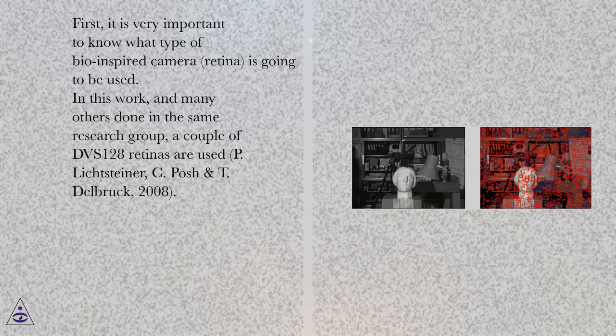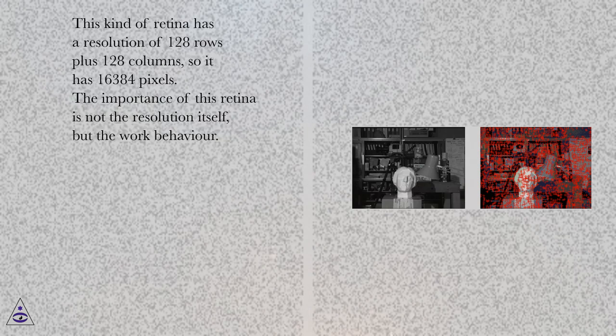First, it is very important to know what type of bio-inspired camera, retina, is going to be used. In this work, and many others done in the same research group, a couple of DVS-128 retinas are used, P. Lichtsteiner, C. Posch and T. Delbruck, 2008. This kind of retina has a resolution of 128 rows by 128 columns, so it has 16,384 pixels.